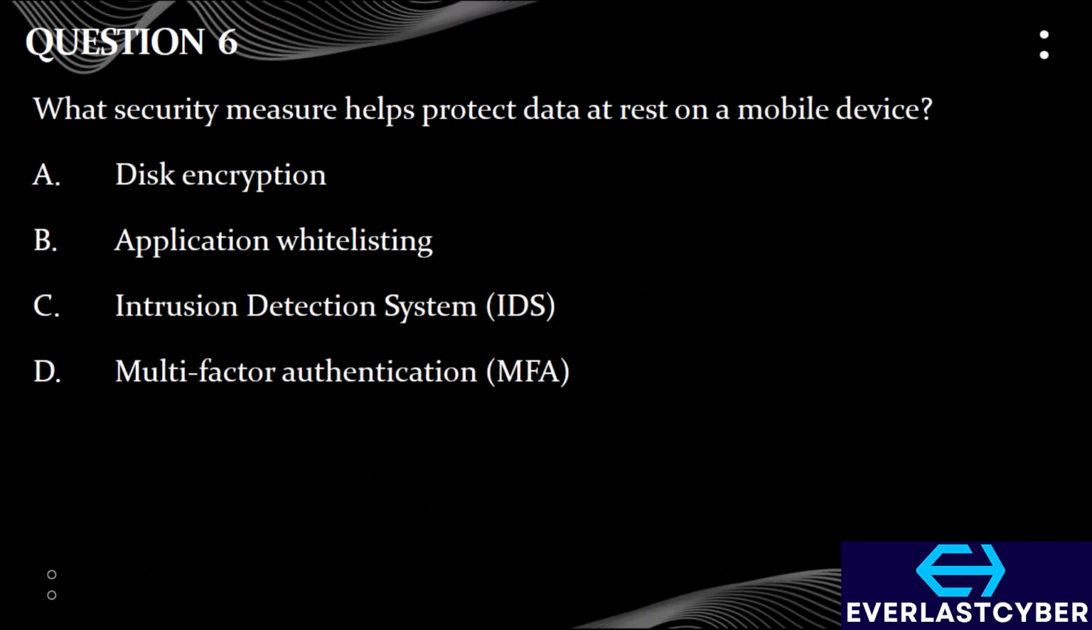Question 6. What security measure helps protect data at rest on a mobile device? A. Disk encryption. B. Application whitelisting. C. Intrusion detection system. D. Multi-factor authentication. We'll be going with option A.